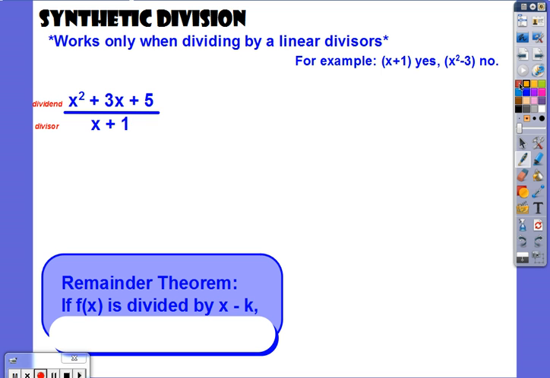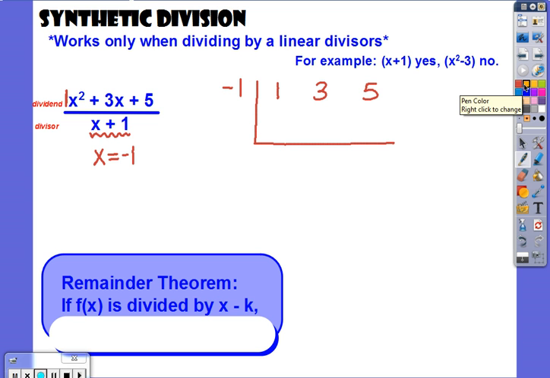And sort of the setup, you might remember this. Start out by making a big old L shape. And we're just going to take the coefficients of the dividend, the 1, the 3, and the 5, and line them up right here. And this might be a little weird because the thing we're dividing by, we're actually going to think of as being an x equals negative 1, because that's what would be the 0 of that factor. So you're always going to put the opposite of the number out in front. So that's the setup, and then the division begins, and the steps go like this.